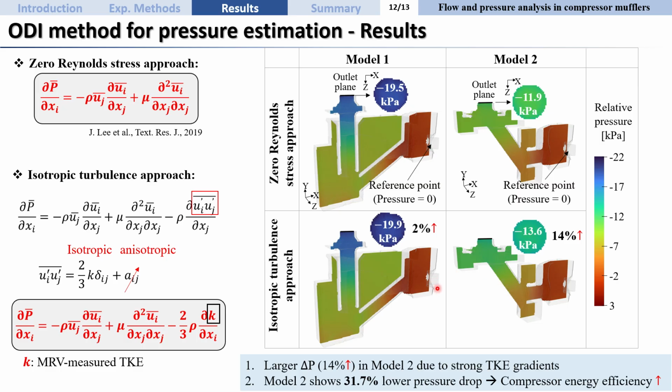Using the more accurate isotropic turbulence approach, we can make our final comparison with a pressure drop of minus 19.9 kilopascal for Model 1 and minus 13.6 kilopascal for Model 2. This indicates that Model 2 has a 31.7% lower pressure drop than Model 1. These results suggest that when acoustic performance is not a design constraint, Model 2 offers lower flow resistance and would therefore lead to higher energy efficiency in the compressor.